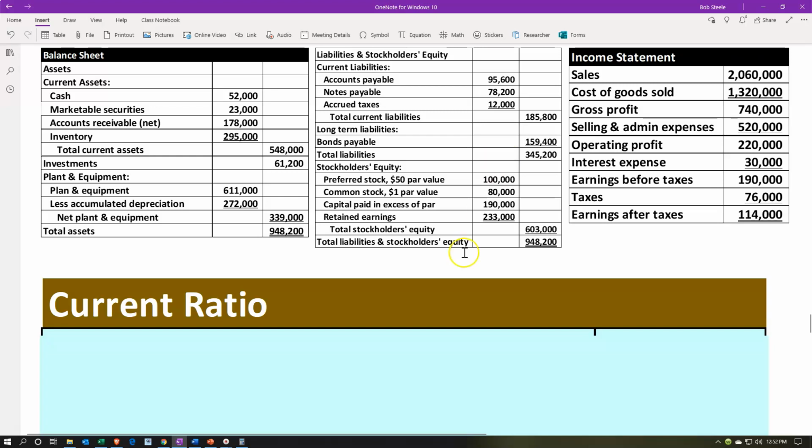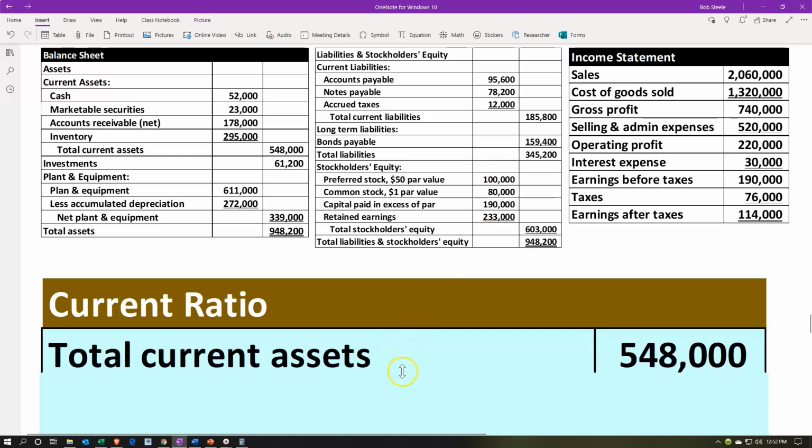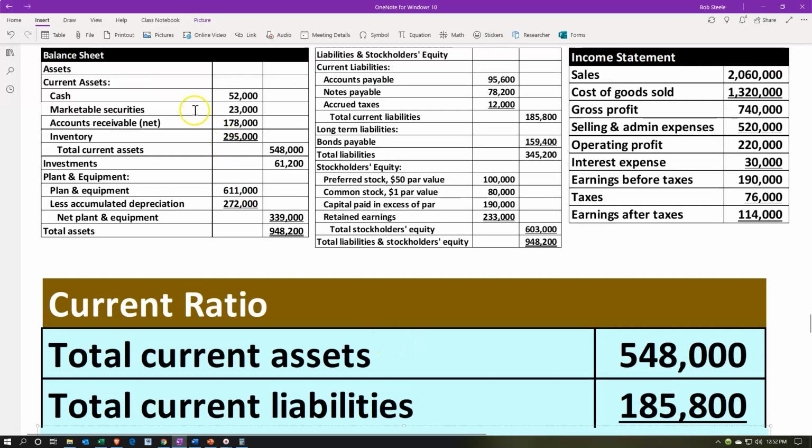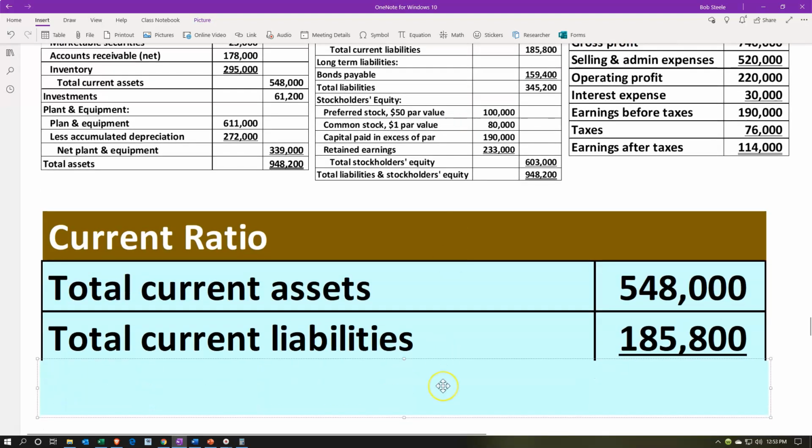Well, how can we do that? One way is to compare the current assets to the current liabilities. The current assets are going to be the assets that are more liquid, including, in our case, the cash, the marketable securities, the accounts receivable, and inventory. Those are the things that hopefully will convert to cash soon, or that we're going to consume soon. And we're going to compare that to the current liabilities, which are the debts that we have to pay within a year's period of time.